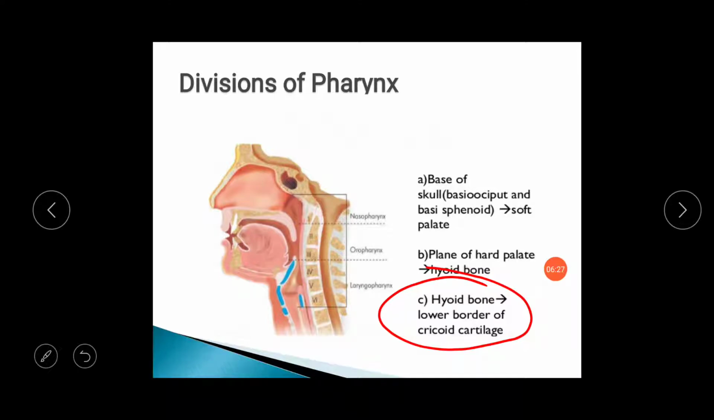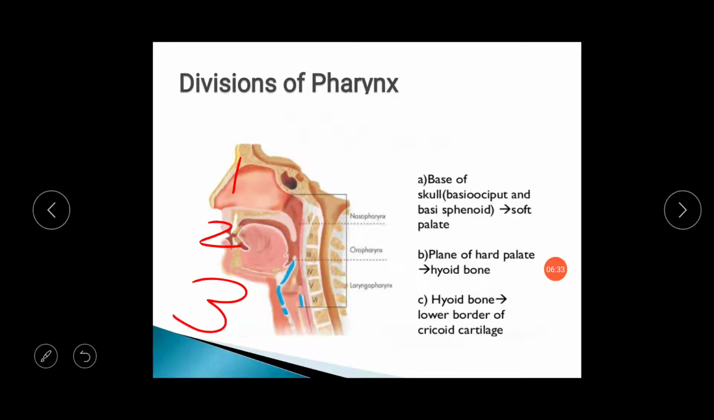Division of pharynx. Pharynx is usually divided into three parts. First is the nasopharynx, middle one is the oropharynx and third one is the hypopharynx or laryngopharynx. Nasopharynx is situated from base of skull, or base occiput and base sphenoid, to the level of soft palate. Oropharynx is situated from the level of hard palate and soft palate to the hyoid bone, and hypopharynx is situated from the level of hyoid bone to the lower border of the cricoid cartilage.